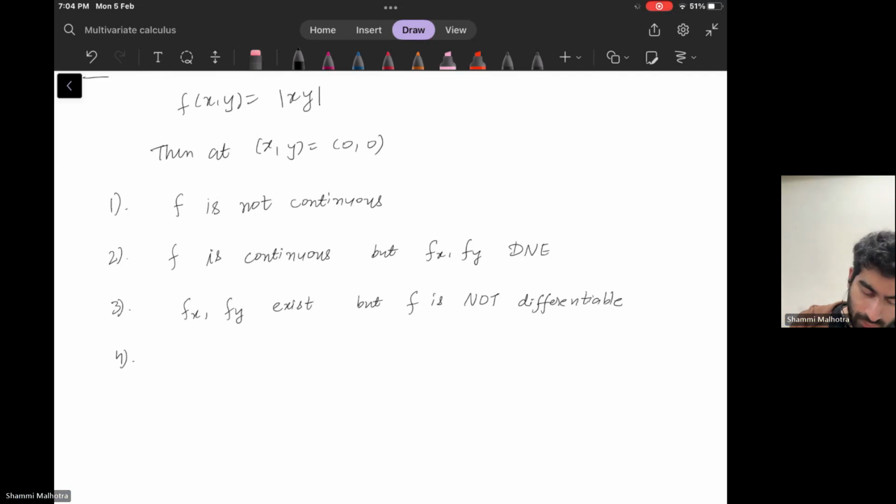And finally, f is differentiable. So I have to check all those properties, starting from the continuity to partial derivatives to eventually the differentiability. F is differentiable.